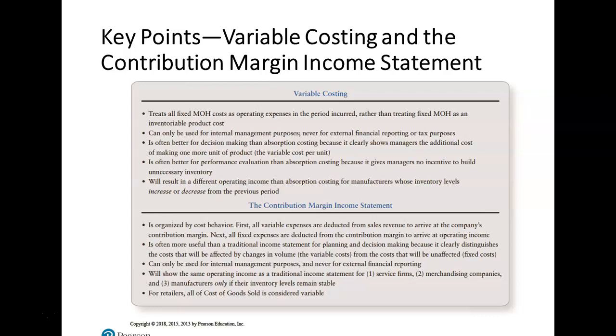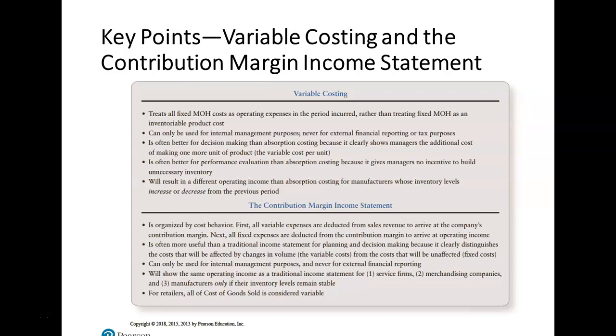Also, variable costing is often better for decision making than absorption costing, because it shows managers how the additional cost of making one more item or product can vary per unit. So knowing your cost per unit is important. It also allows you to evaluate performance better. Absorption costing does not give you that type of information. In fact, it's more important for managers, in terms of incentives, to use variable costing because it's a much more accurate way of understanding how their costs move and shift, and also how products are costed and how profit is derived.